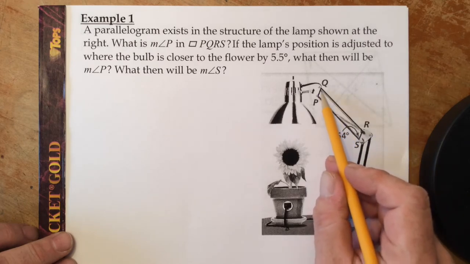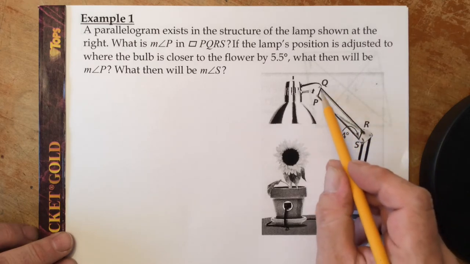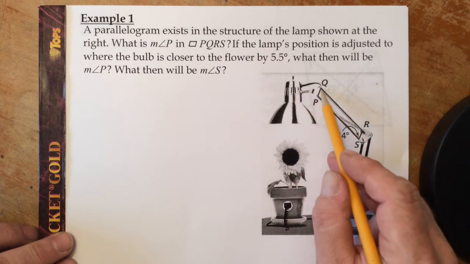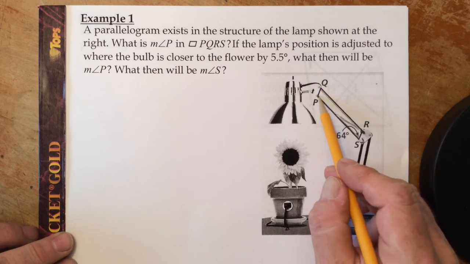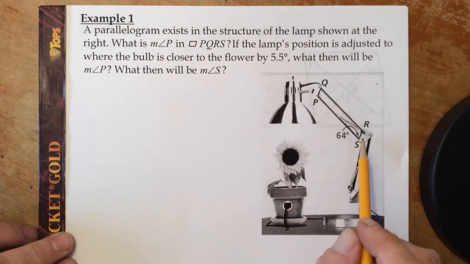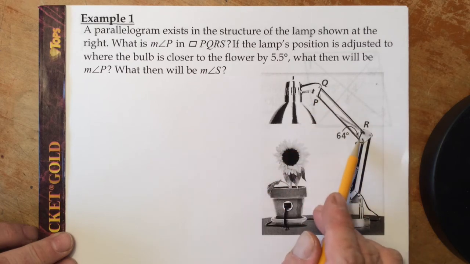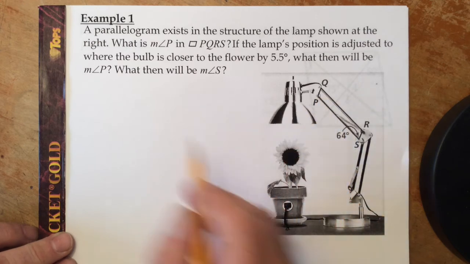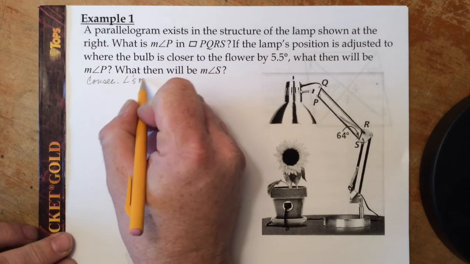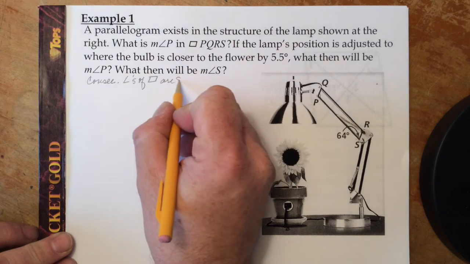Taking this first part here, this part of the lamp is a parallelogram. The lamp or bulb is right here. Notice angle P is what they're asking for, the measure of this angle right here. The only other angle we have is the measure of angle S, which is 64 degrees. Notice that in the parallelogram, angles P and S are consecutive angles to each other. And according to your notes, consecutive angles of a parallelogram are supplementary.